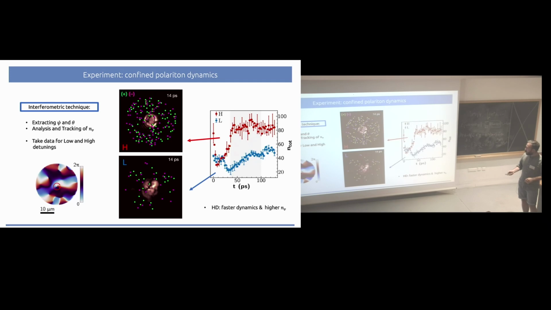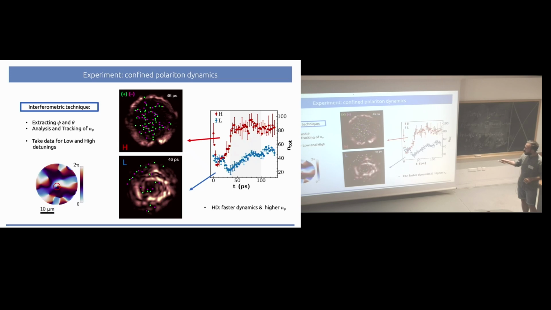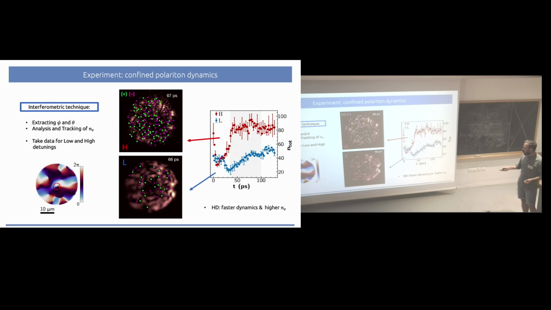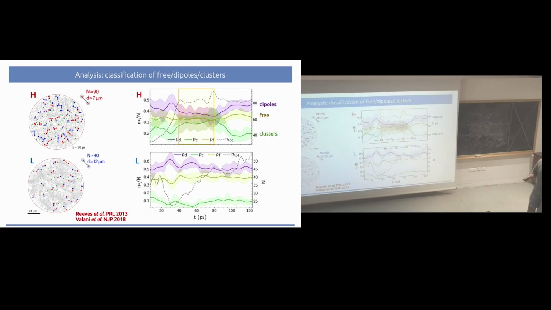plotted here. If we count the number of vortices as a function of time, and compare the high detuning, which is the red, with the low detuning, which is the blue, we can see that, as expected, we have faster dynamics and a higher number of vortices for the high detuning case. So we push the analysis forward and we classify our vortex cloud. We're inspired by this work, and we distinguish between free vortices, dipoles, and clusters.